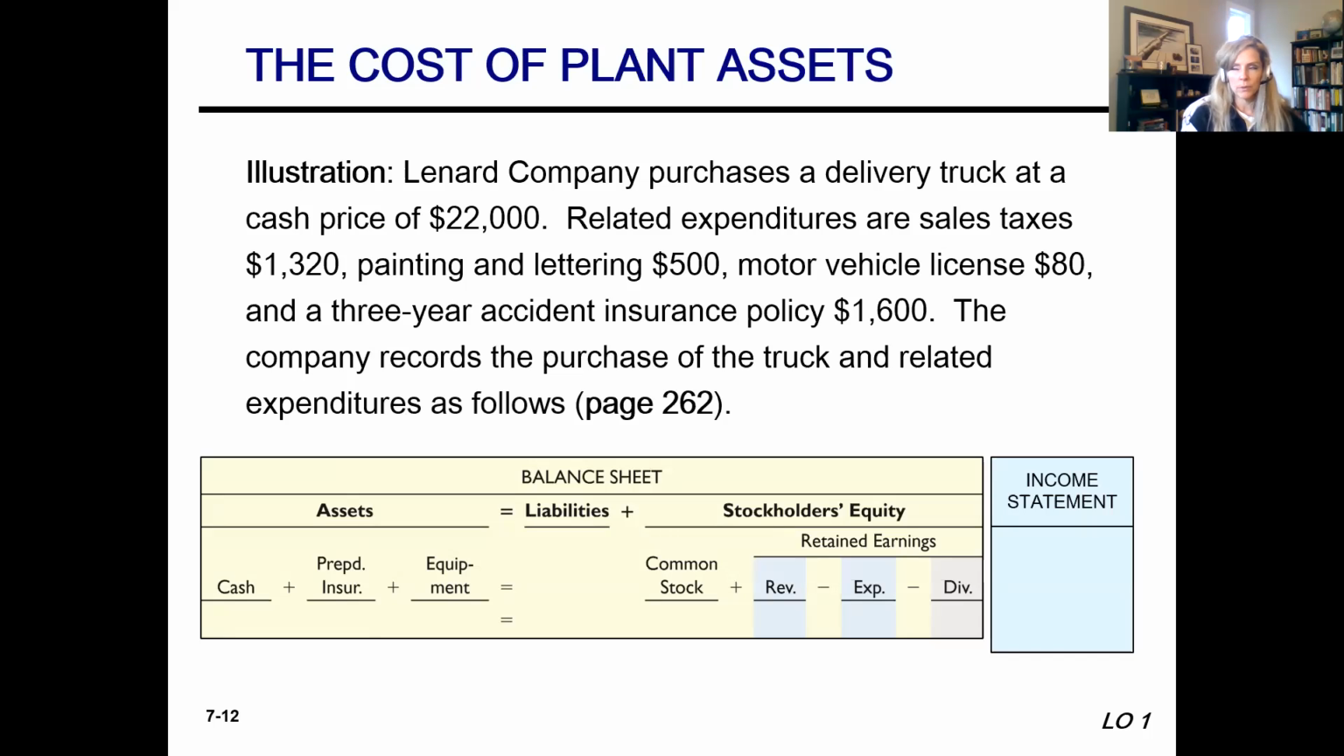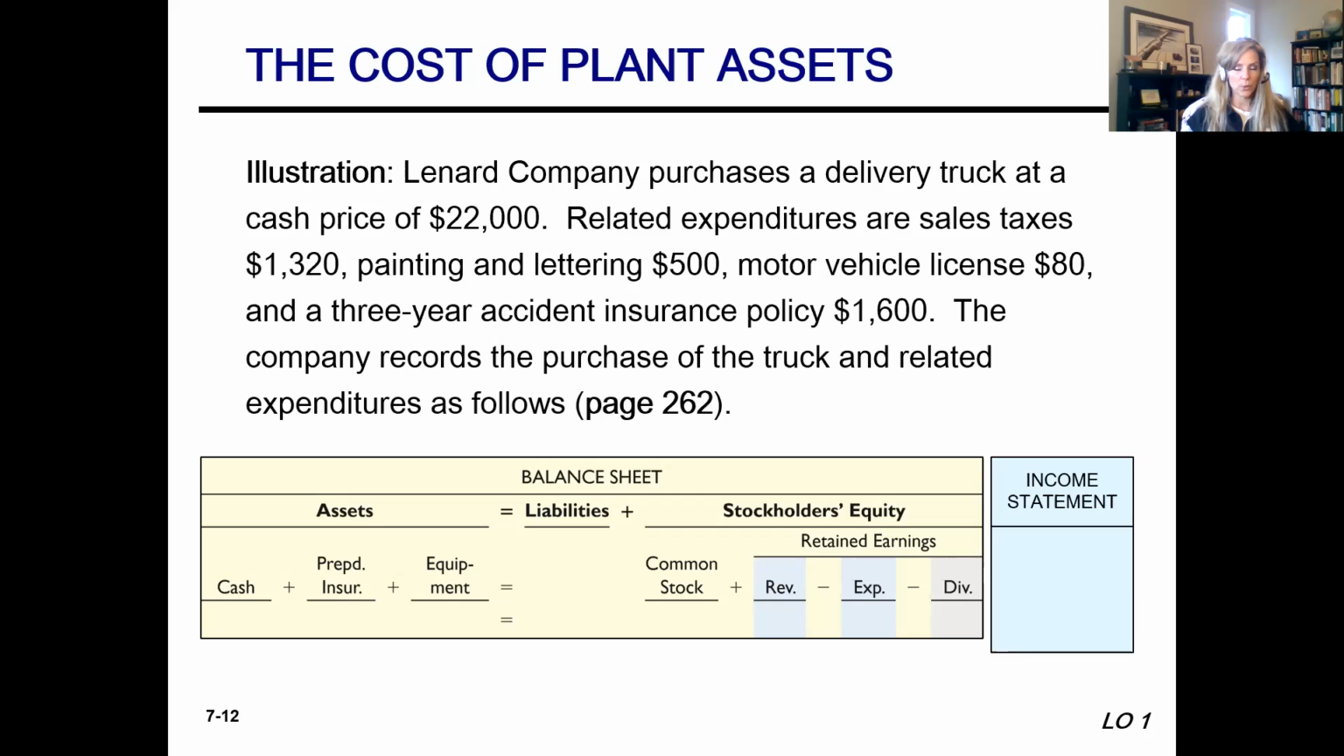This is going back to, was it chapter 2 or 3? Geez, I can't remember now. Anyways, in the first part of the course, we have this balance sheet, this accounting equation, where assets equal liabilities plus shareholders' equity. So really what we're doing is just revisiting that a little bit and trying to balance out what these look like. If we purchase a truck and it costs $22,000 in cash, in addition to that, they had sales taxes, painting and lettering, license fee, and a 3-year insurance policy.